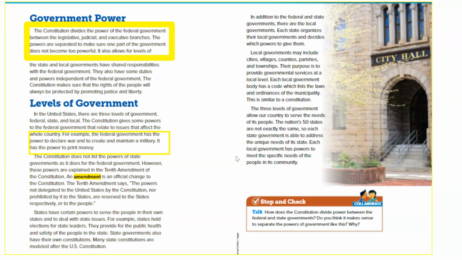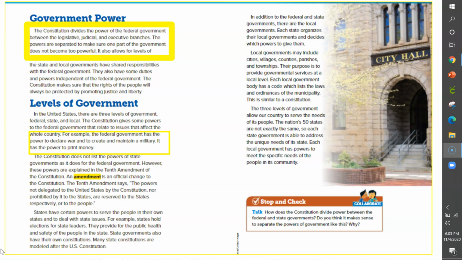Now, why wouldn't a state government or a local government be able to declare war on another country? Pause right here to think about that. Well, that's right. I mean, declaring war affects the entire country, not just one state or one town. That's why the federal government has that power, and state and local governments do not. Let's keep reading.